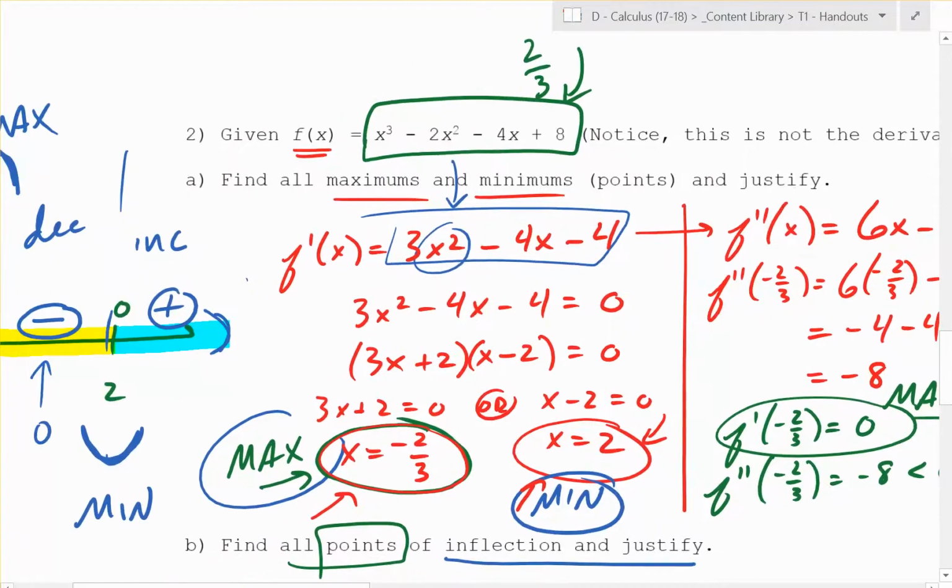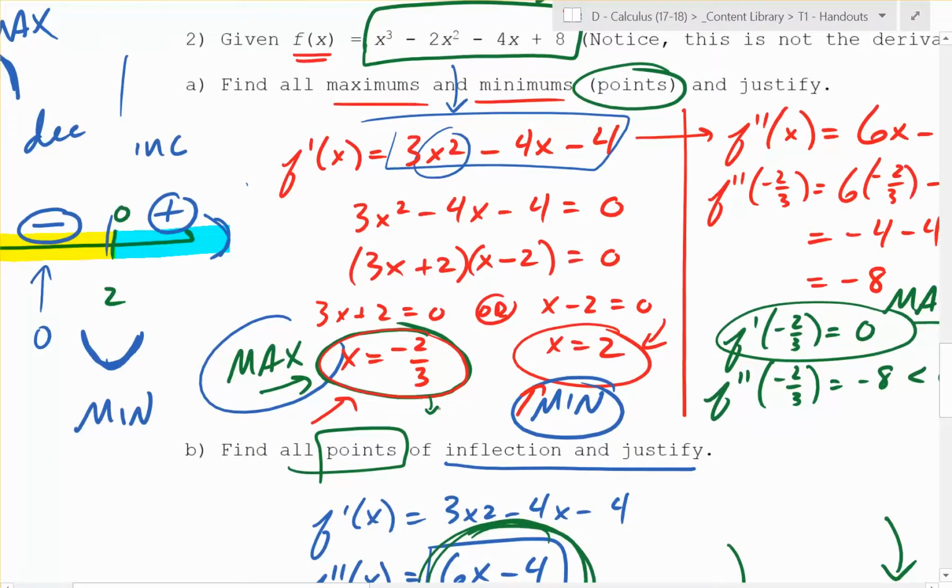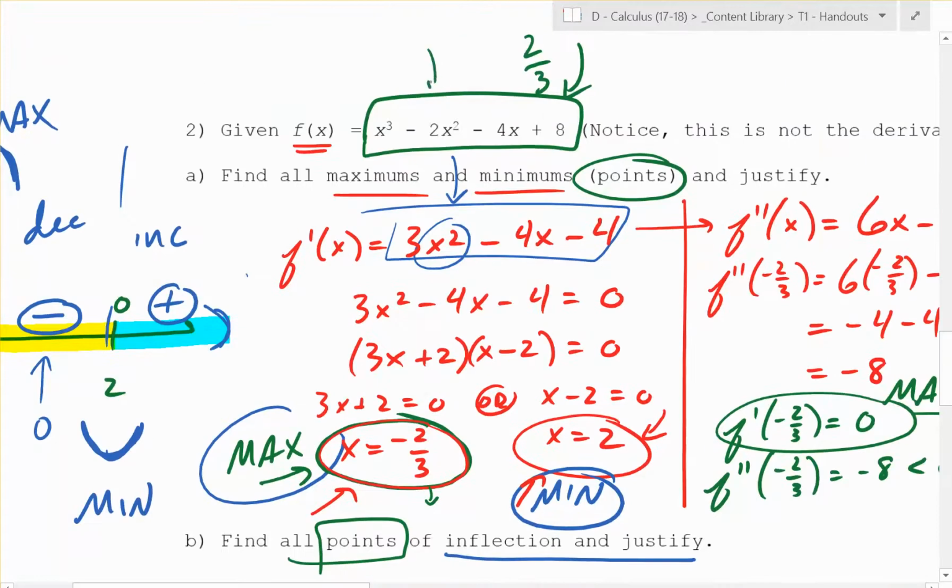And at this point, I remembered this one also asks for points. So this is just the x value. We would need to plug in negative 2/3 and 2 into the original function to get the y value. So when it asks for points, you need x and y.